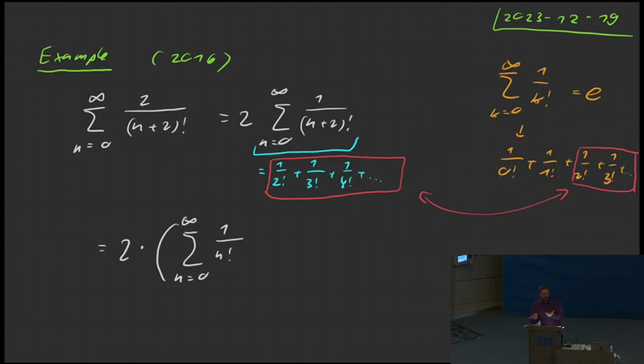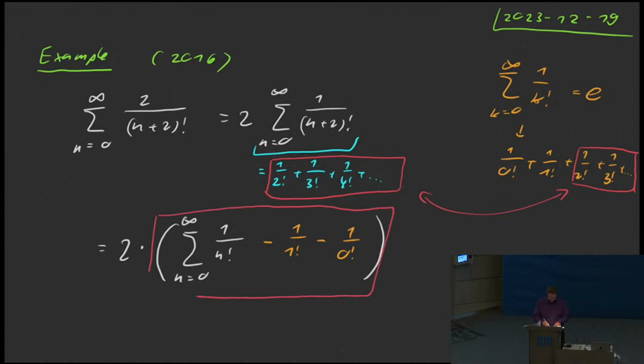So we need to subtract them. Right, so what we do here is we now subtract minus 1 over 1 factorial and minus 1 over 0 factorial. Right? So altogether, this is again the red part.